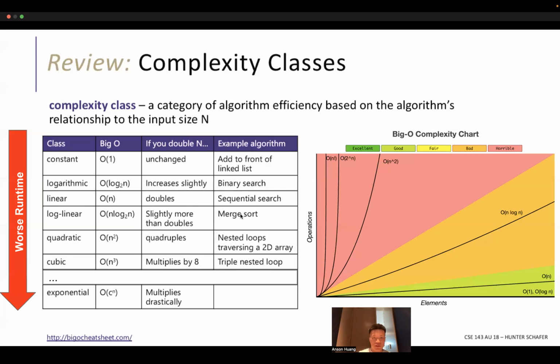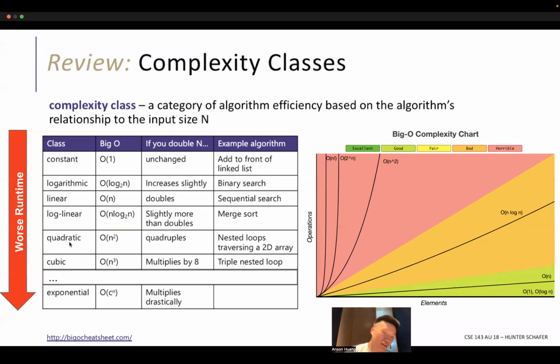And an example of this is an algorithm called merge sort. And we'll be covering sorting algorithms later in the quarter. So I won't talk too much about that. But just know log linear is somewhere in between linear time and quadratic time. So it's going to be looking like this graph over here. So it's not super good. It's not super bad. Somewhere in the middle.